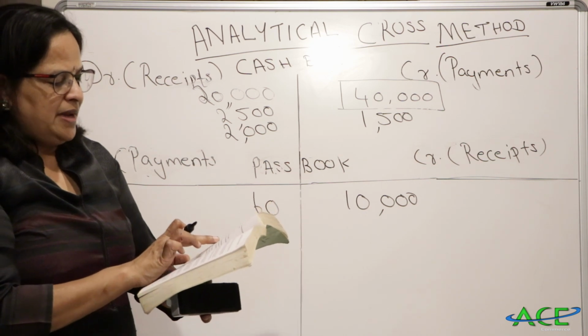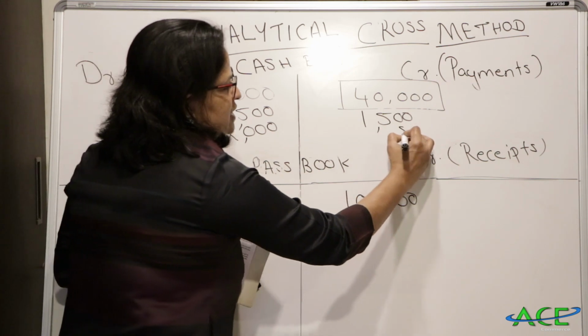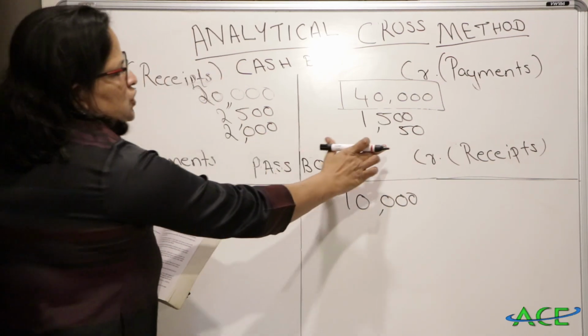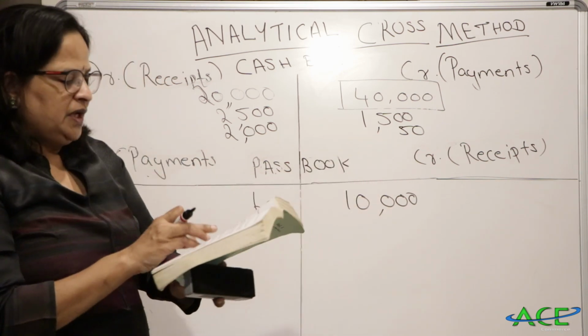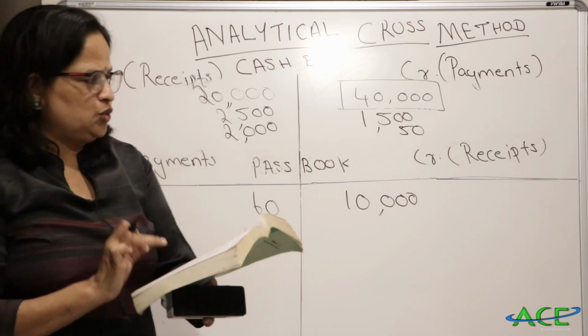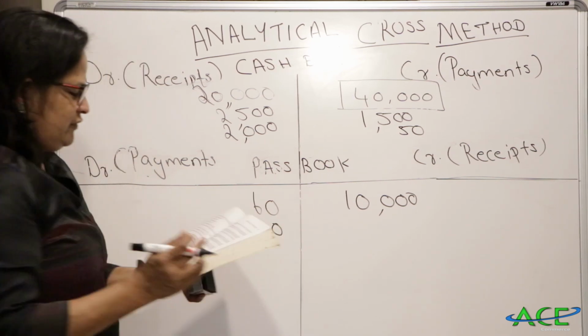Now, bank charges entered in the cash book twice. By mistake the bank charges were entered one more time in the cash book, so it will come here on the payment side. Now, rent paid directly by the bank as per the standing instructions, 2,500. So here, payment in the passbook, 2,500.